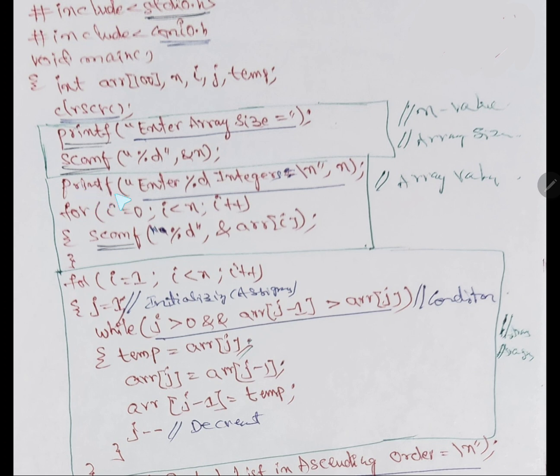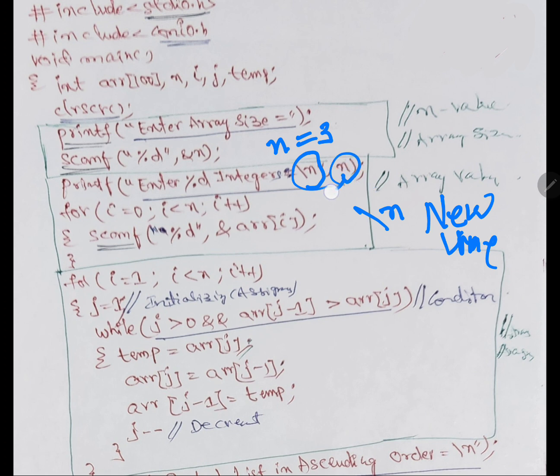is the second box with green color: printf enter %d integer is equal to \n. \n means next line, it will be printed. For this, \n means new line. So this value will be printed, and if n has been taken as 3, we will take a small number, so this n will be here. So enter 3 integer values. When you enter 3 integer values, it will take 3, some 5, some 1. Similarly, it will be stored: for i equal to 0, i less than 3, i plus plus.